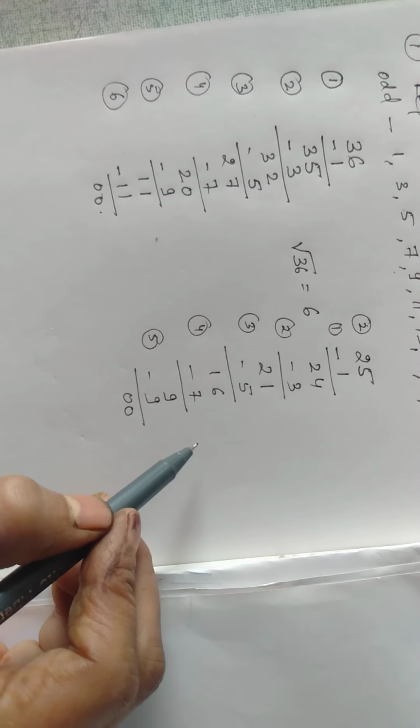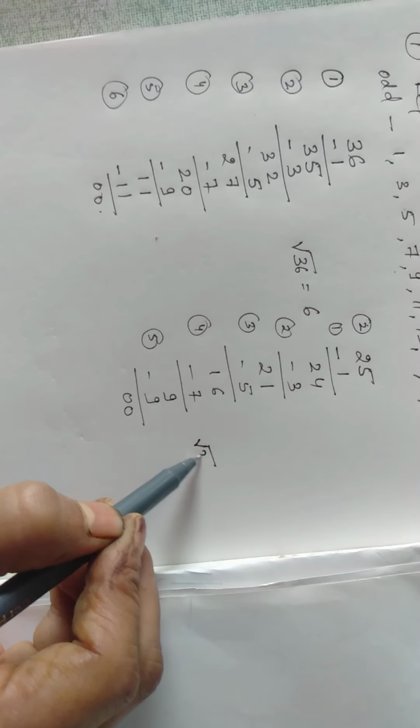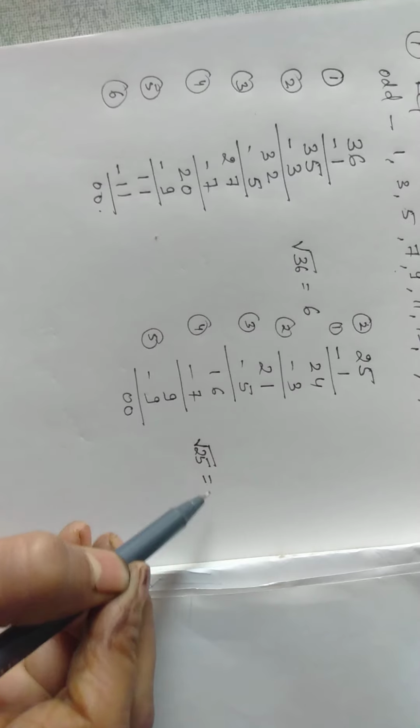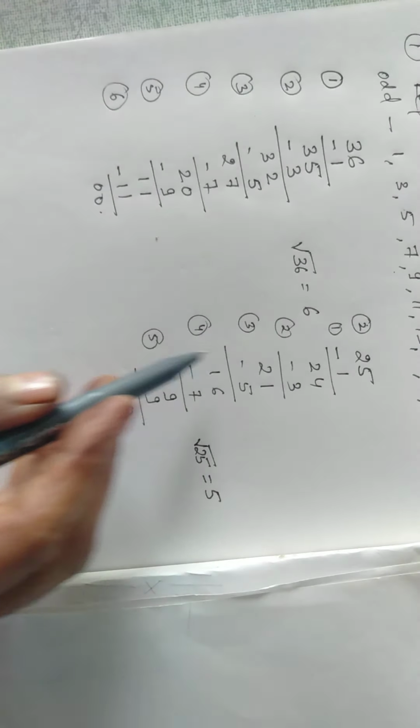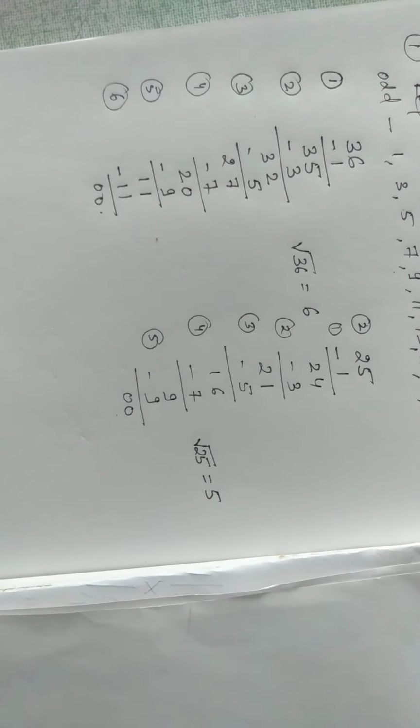So the square root of 25 is 5. In 5 steps, we get 0. You have to just count the number of steps in which we get 0, and this is the repeated subtraction method. Now in the next video I will tell you how to find it by the prime factorization method.